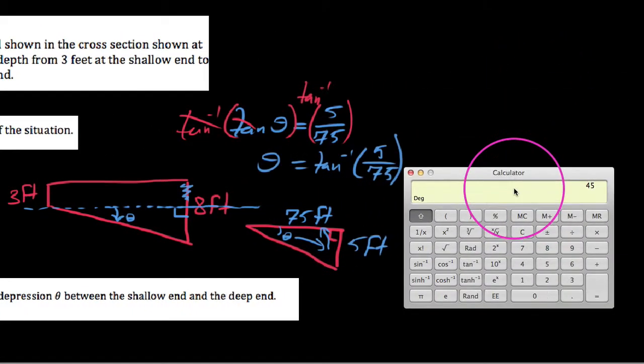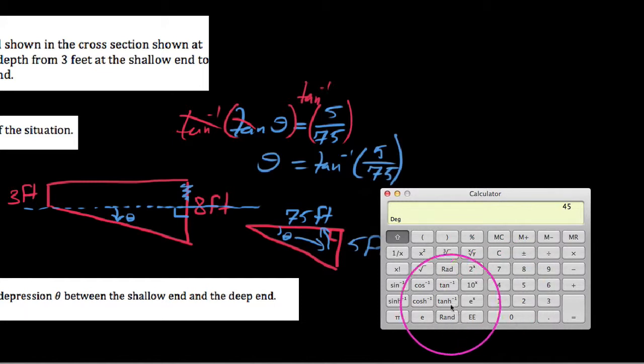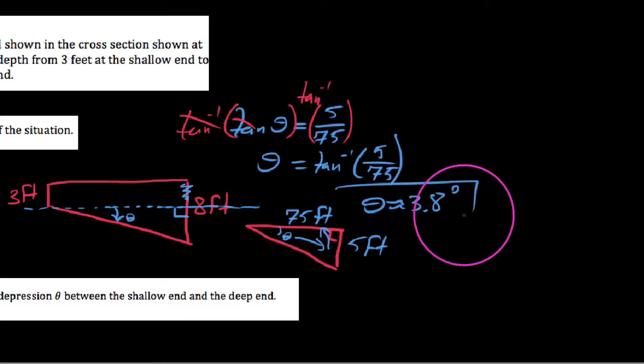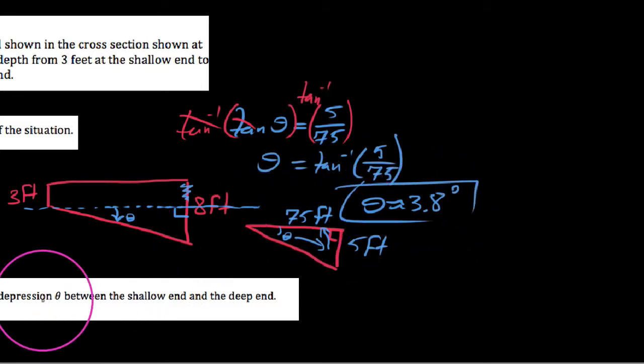And kind of talking about this reasonably, it wouldn't be a very big angle, but we say 5 divided by 75, enter, making sure I'm in degrees mode now. We'll hit tangent inverse. We say about 3.8 degree angle of depression. So the angle of depression is about 3.8 degrees, which is entirely reasonable. Okay? Let's take a look at another example.